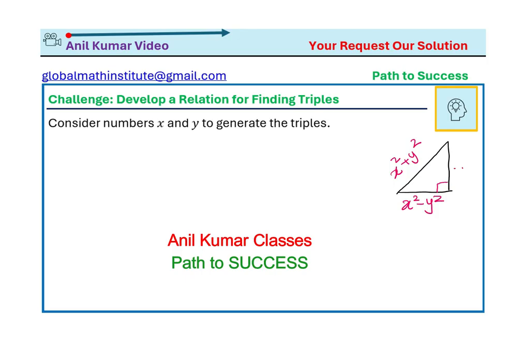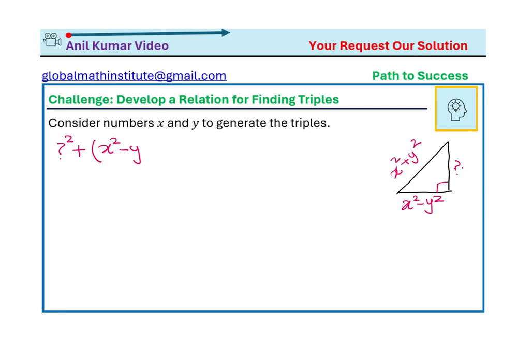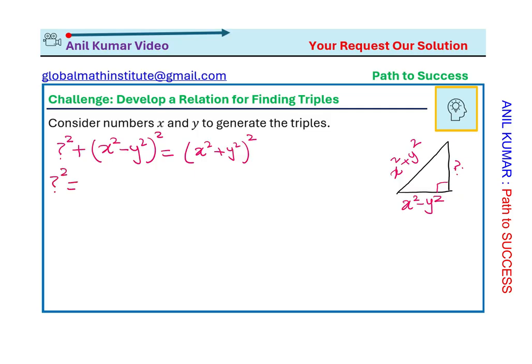Now, definitely, what we have here is that we don't know this side. So we'll say that this side square plus the square of (x square minus y square) equals the square of (x square plus y square). So that means this unknown side should be equal to the square root of these, right? You can always expand and simplify as we did earlier.